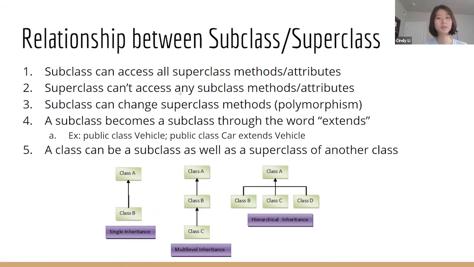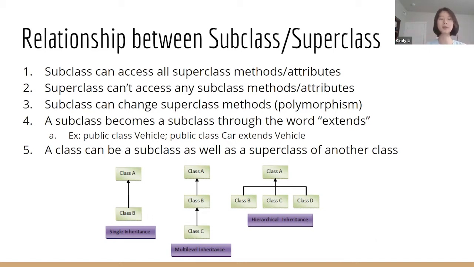Second, a superclass can't access any of a subclass's methods or attributes. It doesn't matter if the subclass's attributes are public, protected, the default, or private, a superclass can never access any of a subclass's methods or attributes. That's just a rule. It doesn't matter what the modifiers are, what the subclass is, or what the superclass is. Normally a subclass would have more attributes and more methods than the superclass, so it really wouldn't make sense for the superclass to try to access something of the subclass.